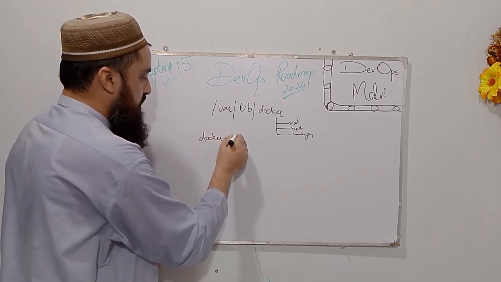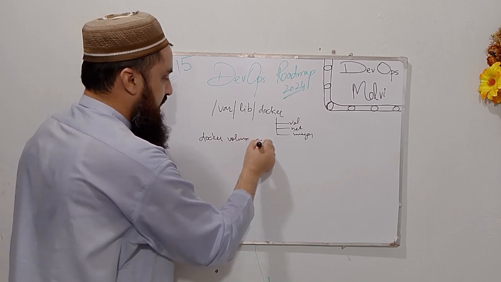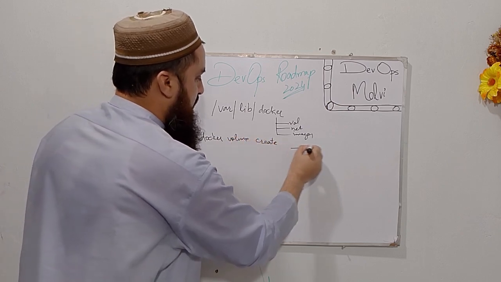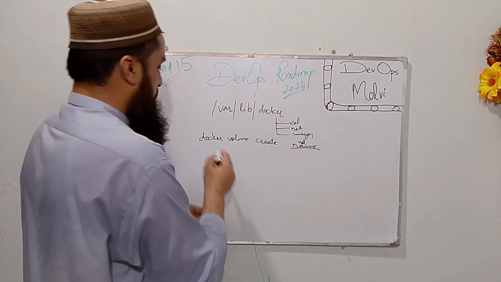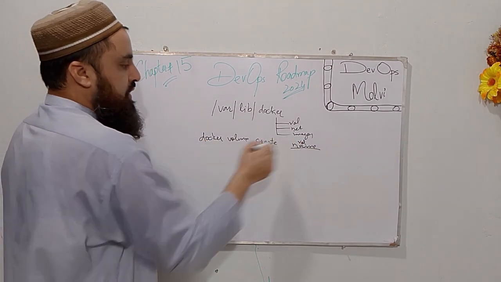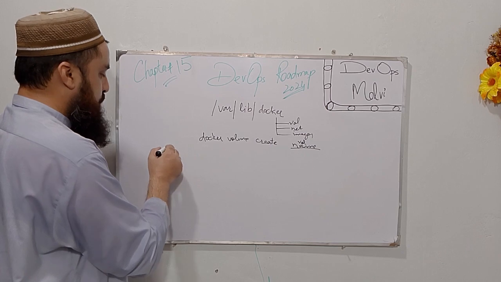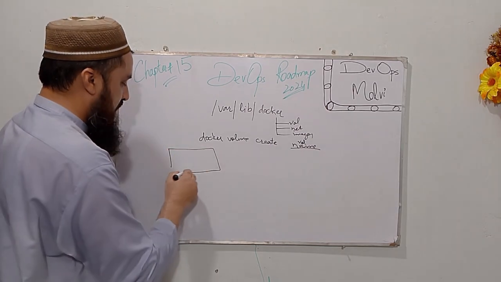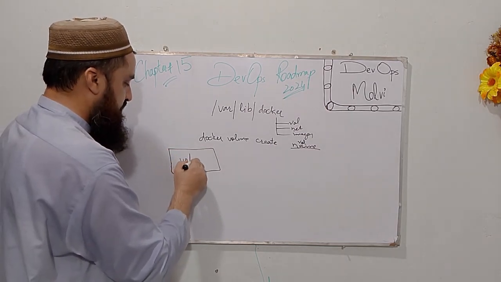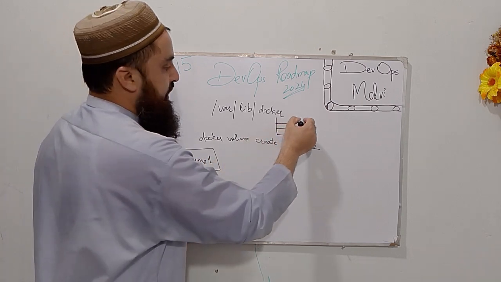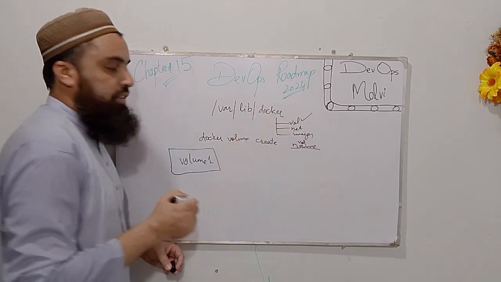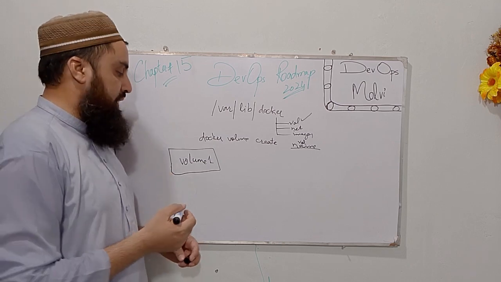docker volume create and my volume name. So docker volume create, the volume name, and a new volume. For instance, I have the name as volume1. The new volume would be created here in the /var/lib/docker/volumes folder. We will check it practically.